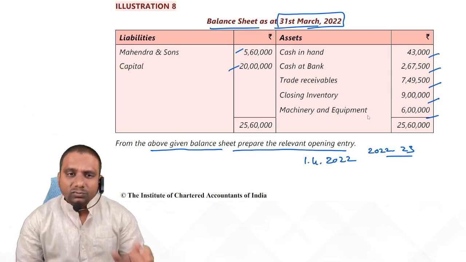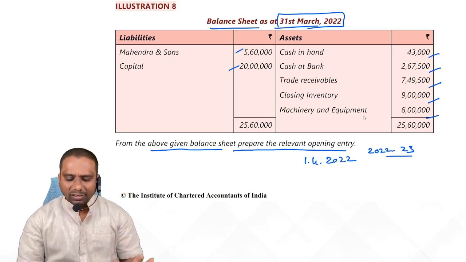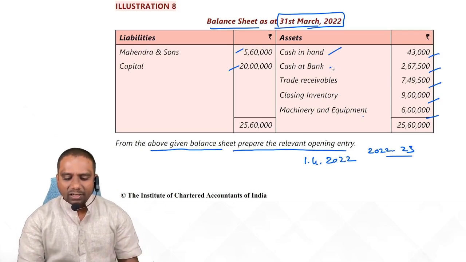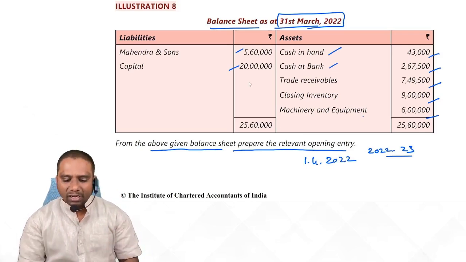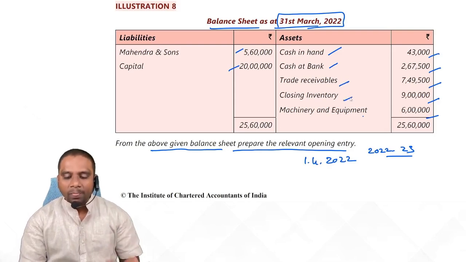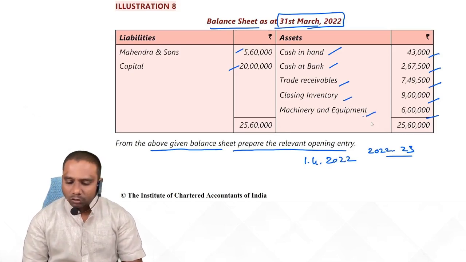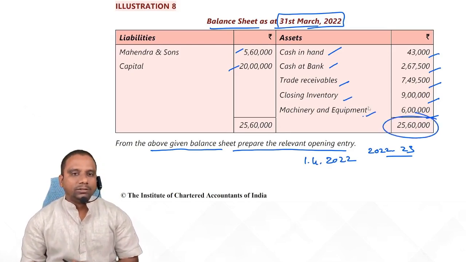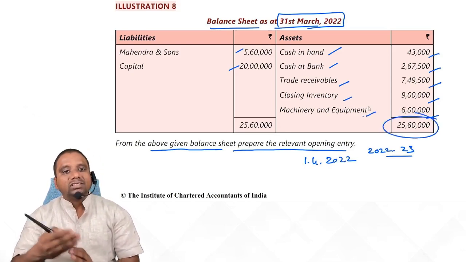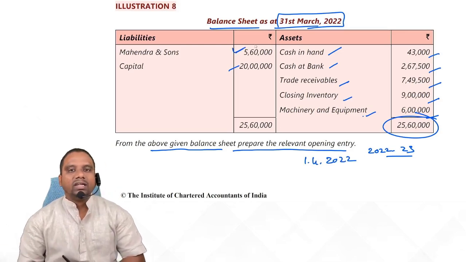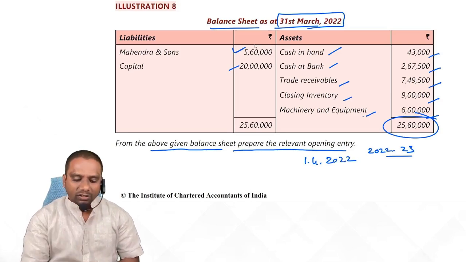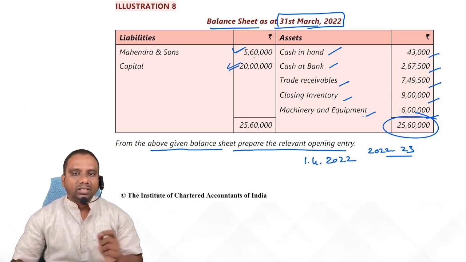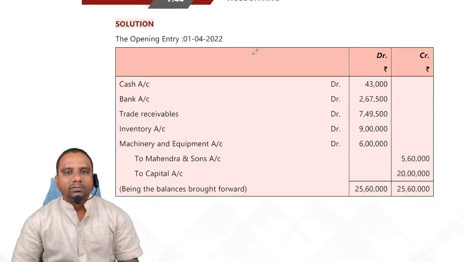Simple. One by one, asset account debit, like cash account debit, bank account debit. Don't write cash in hand account or cash at bank account. Cash account debit, bank account debit, trade receivable account debit, closing inventory account debit, plant machinery and equipment account debit. Total debit 25 lakh 60. Then write down first outside liabilities: Mahindra and Sons 5 lakh 60. Assets minus liabilities is nothing but capital. So to capital, 20 lakh. Dear students, this is the opening entry we record.